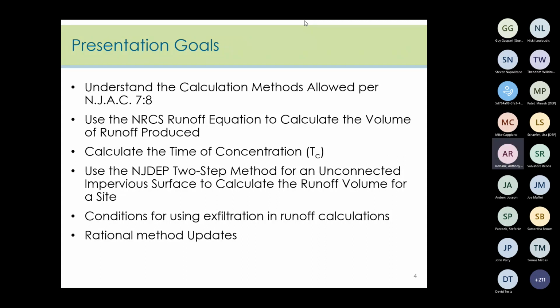The third goal is to calculate the time of concentration, and we'll cover some of the examples in our Chapter 5 of the NJ BMP manual. After that, we'll go over the NJ DEP 2-step method for calculating runoff from an unconnected impervious area. And then we'll cover when exfiltration may or may not be used in stormwater routings. And our last goal is some instruction on the way to use the rational method to size a manufactured treatment device, or MTD, and that's using peak flow rate as a design criteria.